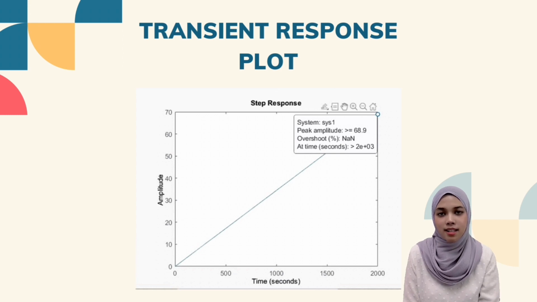The outcome is as follows. The transient response plot shows that the amplitude increases linearly with time. Because this is an anti-lock braking system, the system signal response must change constantly over time.